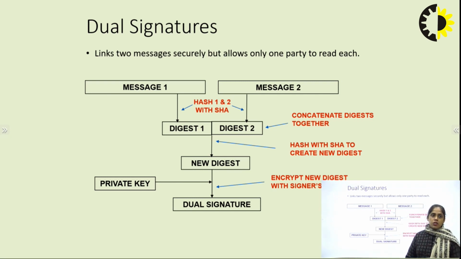So you can see the two messages, message 1 and 2. Then again hash is applied with SHA 1 and 2. Two digests, 1 and 2, are concatenated together. A new digest is generated, and with the help of a private key, the new digest is encrypted with the signer's private key. It will produce the final dual signature.